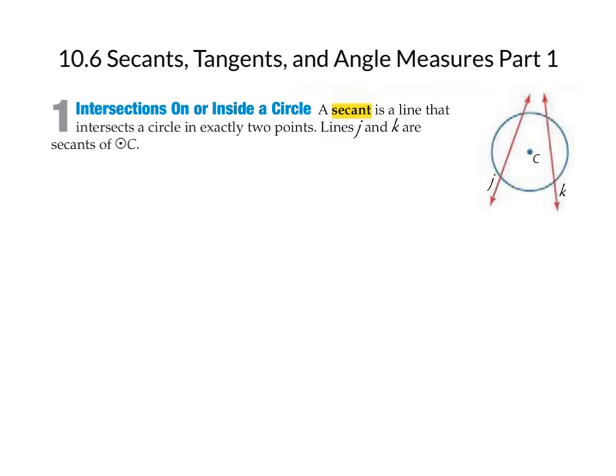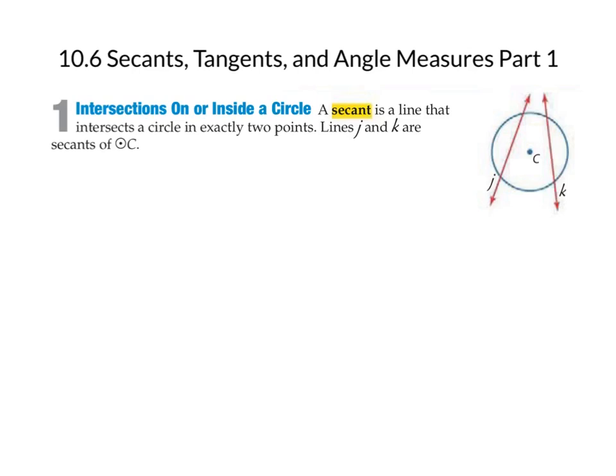Now, a secant is not a real thing. But a secant, however, is a real thing. So a secant, that's how you pronounce it, secant, is a line that intersects a circle in 2 points. This picture here has 2 secants in the picture, so secant J and secant K.